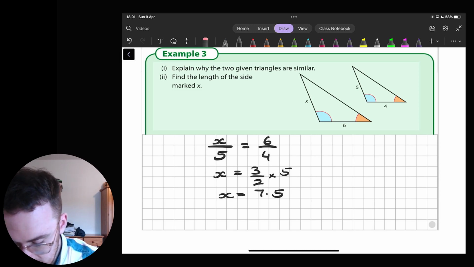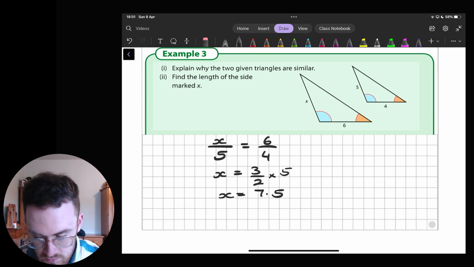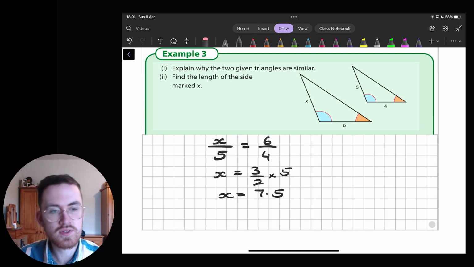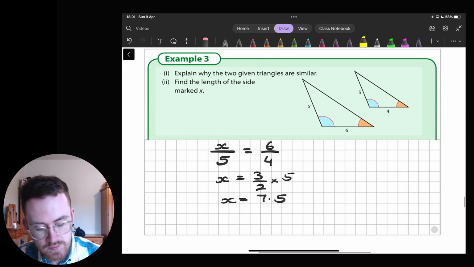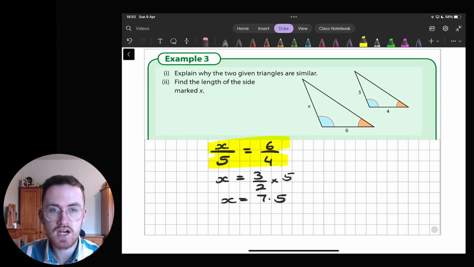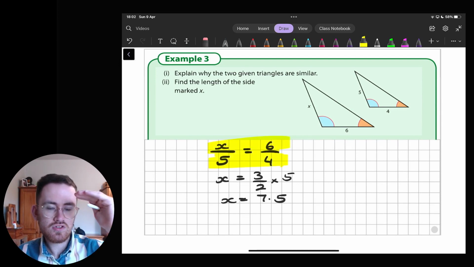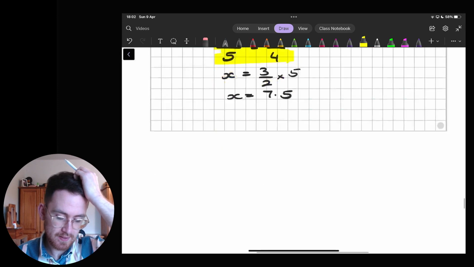Let me just double check that there. Yeah, 15 over 2 or 7.5. So the same idea. The key thing here is making sure that you can line them up properly at the start. So write the side on one triangle over the side on the other triangle and put it equal to, again, picking another side and matching those up correctly.